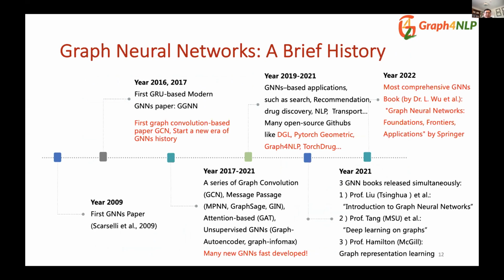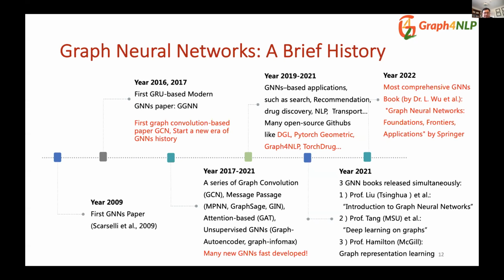So in 2016, the first GRU-based modern graph neural net, the gated graph neural network, was developed and published by Dr. Yujia Li from DeepMind. Later, people also published the first graph convolution-based method, called the graph convolutional network. This is really a paper that started a new era of graph neural network history, and it showed that graph neural networks are so powerful.